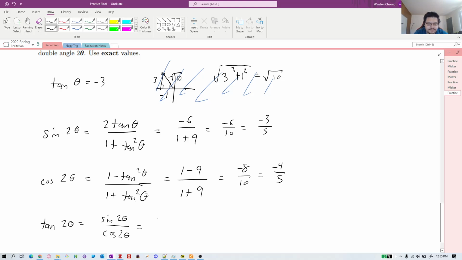I'm taking sine, I'm dividing by cosine. That's going to give me, and then I could just do the mental arithmetic, right? So we flip this, the 5's will cancel, and the negatives will cancel. We're left with 3 over 4.